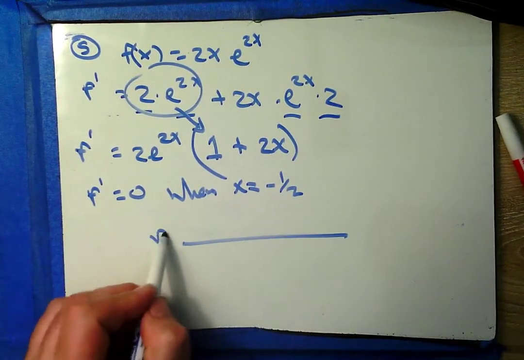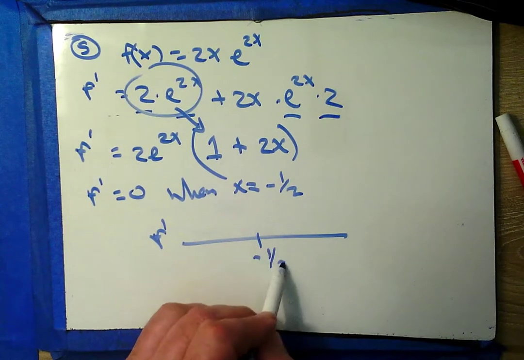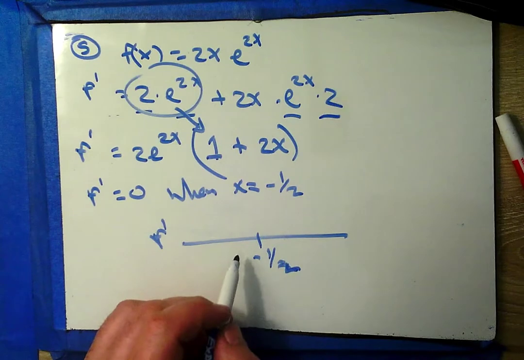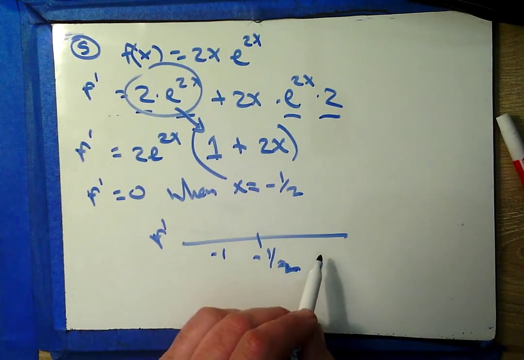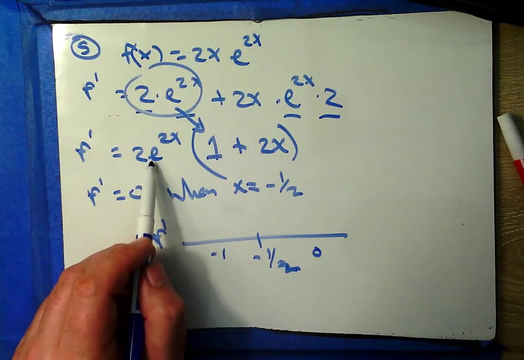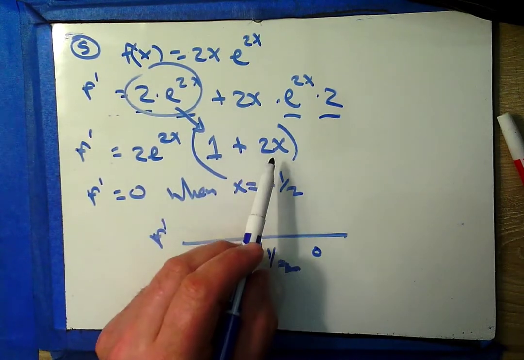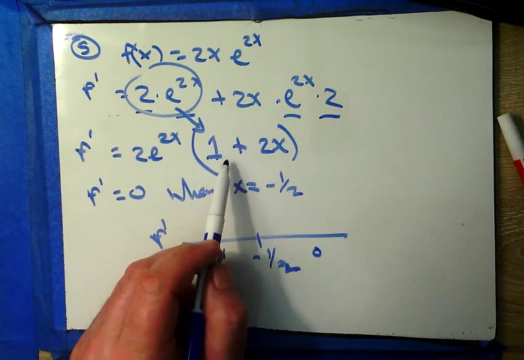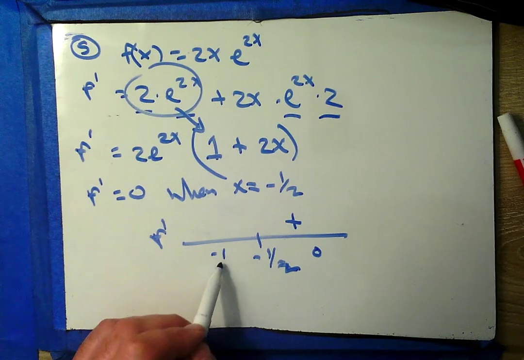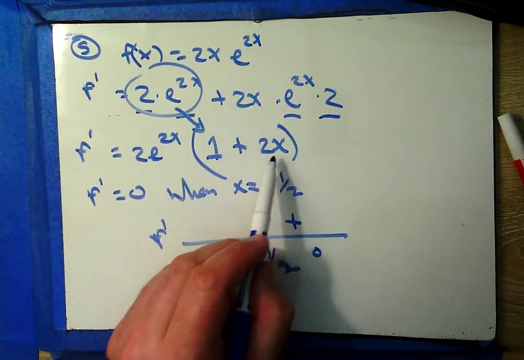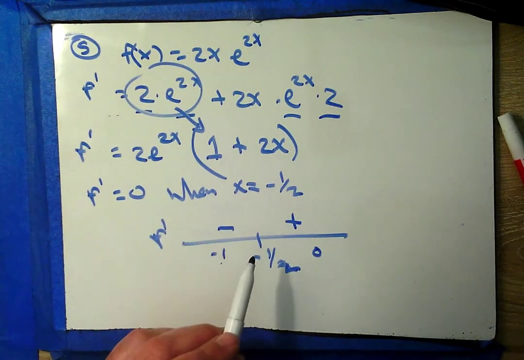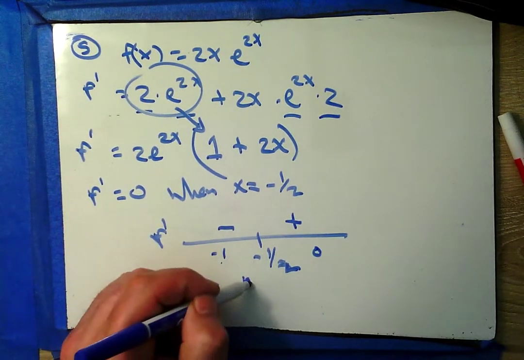So I'll make my f prime sign chart. I'll put my negative 1/2 on. There are no other critical points. Let's just see what's happening here if I plug in a negative 1 and a 0. Okay, so this is always positive. But over here, if I plug in a 0, I get a positive. So positive times positive is positive. But if I put in a negative 1, this is positive. Negative 2 plus 1 is negative 1. Negative times positive is negative. And so then I end up with a min.